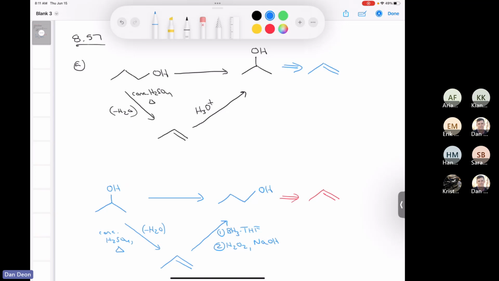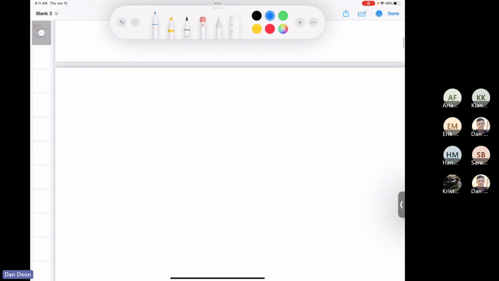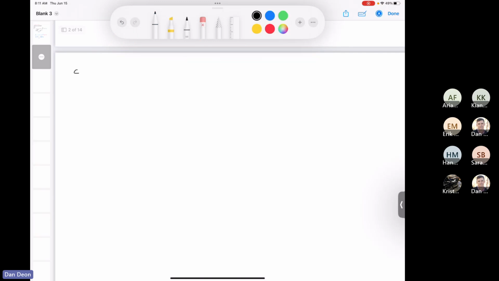All right, so let's take a look at B. Just give me a chance to write it down here. So this is 8.57, and this is question B. And in this one, we're doing something similar where they want us to take this tertiary alkyl halide first, and then we're going to make a secondary alkyl halide.